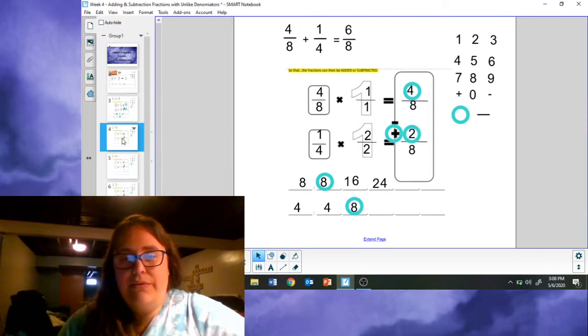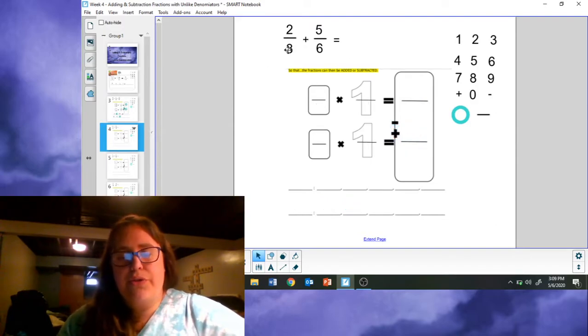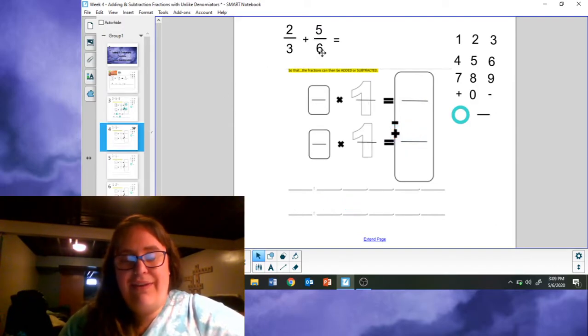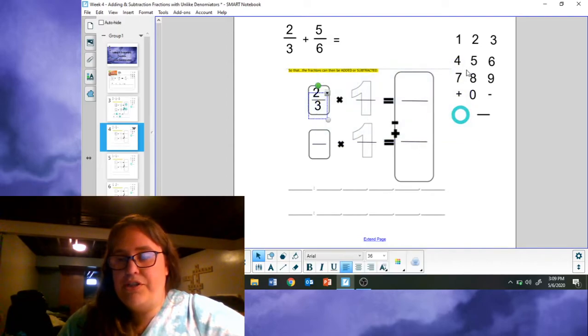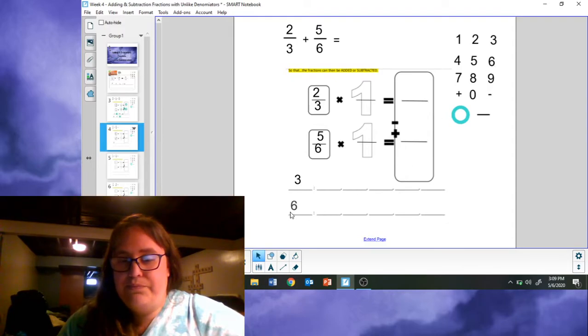Let's try another one together. I've got 2/3 plus 5/6. I cannot add them just the way they are because my piece sizes are not the same. So I'm going to write my fractions down here on my template. Oops, sorry. Be patient with me there for a minute. Okay. Then I'm going to take both my denominators and put them down here and find the multiples. So I've got my 3 and I've got my 6.